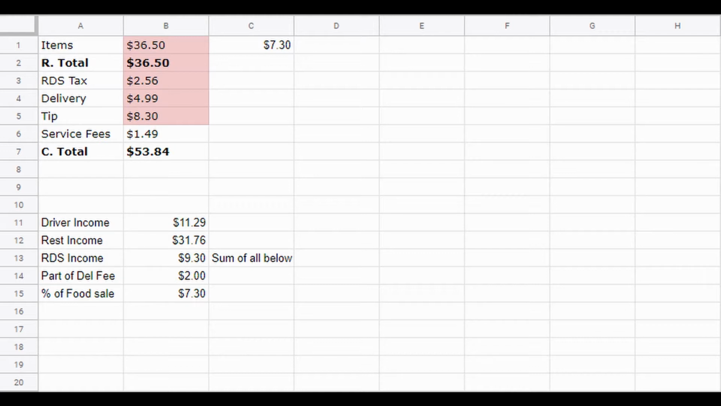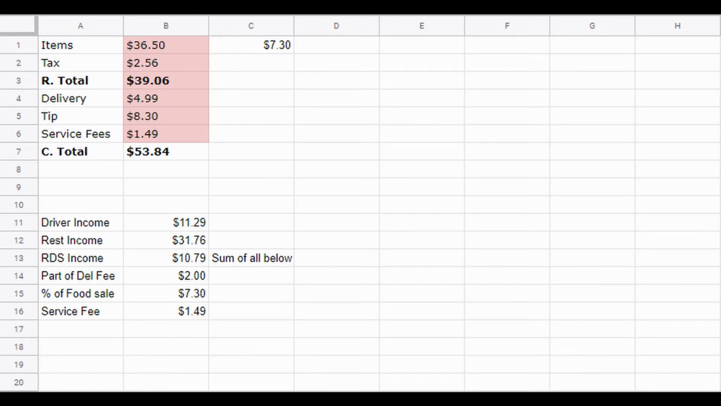Now we need to calculate how much of this we as the restaurant delivery service get to keep. So the only part of this order that we haven't accounted for is the service fee, and that comes directly to us. So let's go ahead and add that in there. And if you combine all of that, the RDS income for this order comes out to $10.79.